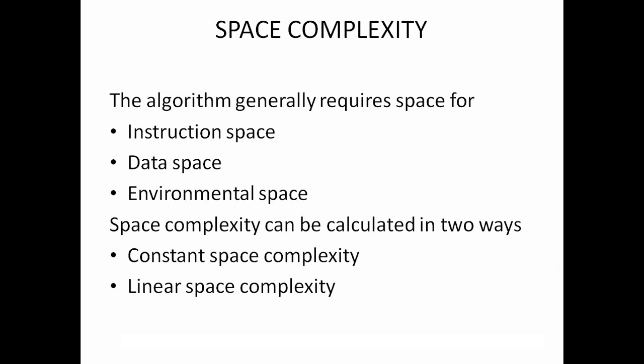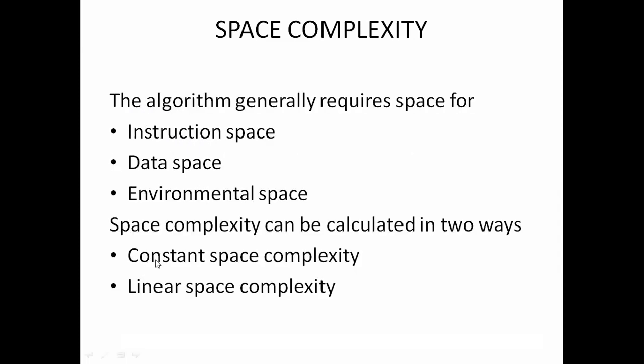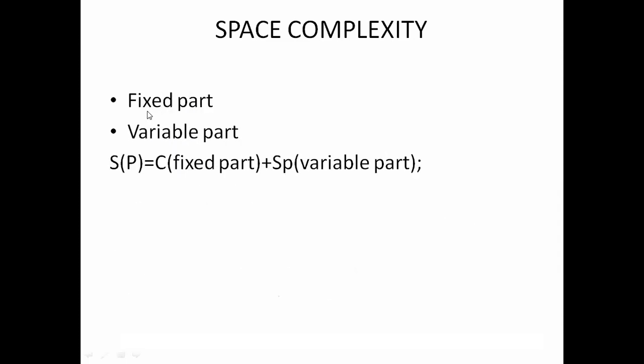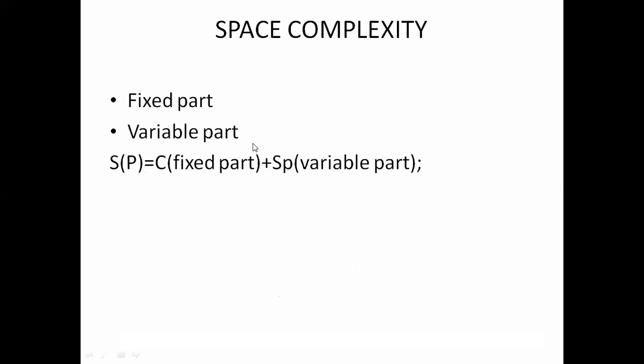Then space complexity can be calculated in two ways: constant space complexity and linear space complexity. What we just called the fixed part and variable part, we also call constant space complexity and linear space complexity. So the variable part is the linear part and the constant part is the fixed part.